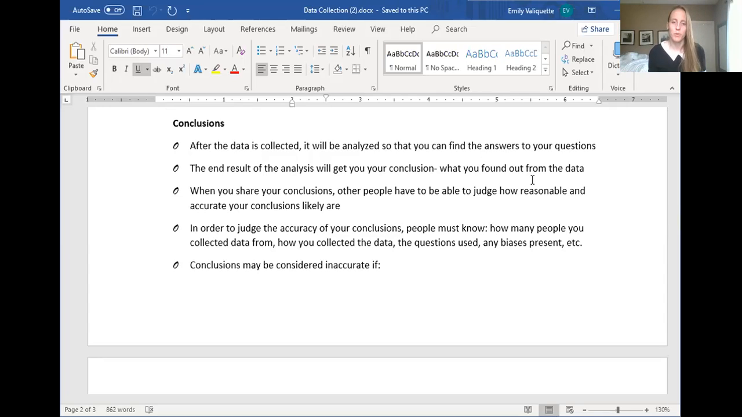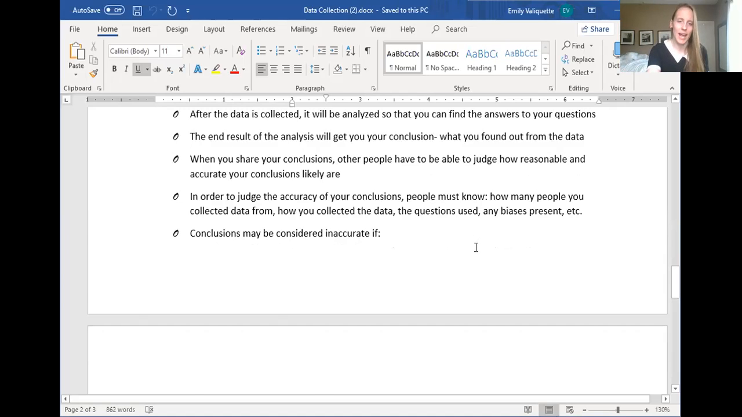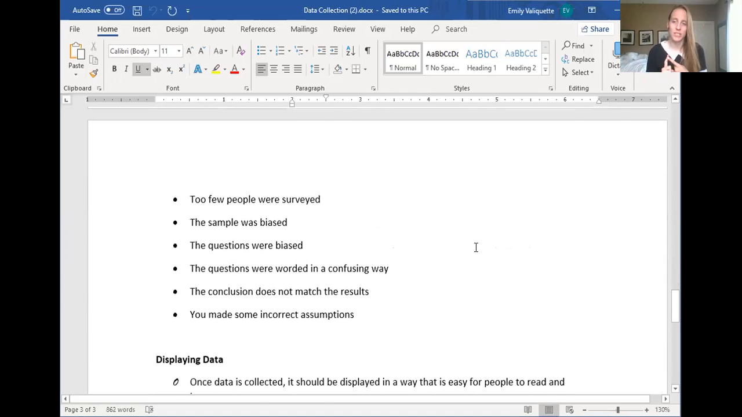what sample to use, how you actually collected the data, what questions you used, all of that sort of thing. Your conclusions may be inaccurate if you surveyed too few people. You need a fairly large sample size in order to be accurate. That is why when there are scientific studies and they say, oh yeah, and all of this was tested on 6 participants, right away you can pretty much throw out any of that data. It is not a large enough sample size.